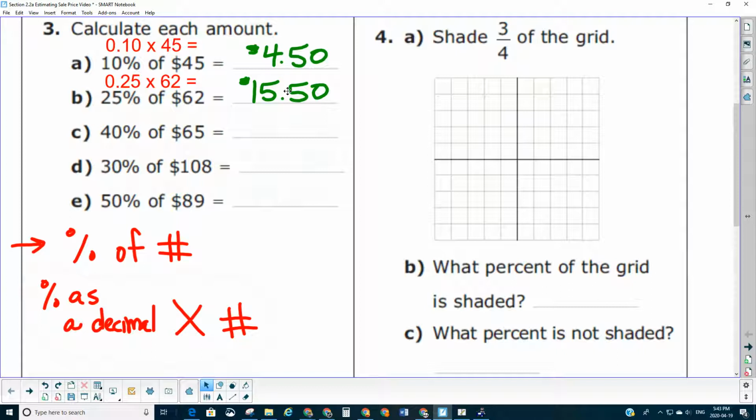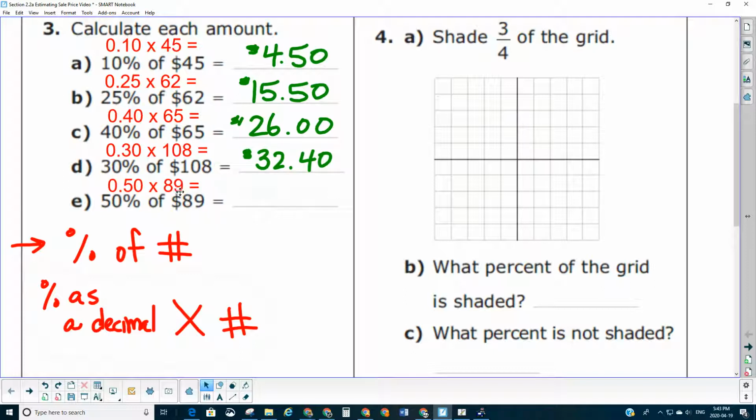I'm going to give you a second. You can pause the video and try the rest on your own. So remember, divide this by 100 to get the decimal, multiply by this number, and see what you get. Okay, hopefully you've tried some, so we're just going to quickly go through the answers. 40% is 0.4 times 65, works out to $26. 30% divided by 100, move 2 decimal places, is 0.3 times 108, is $32.40. And 50% is 0.5 times 89, is $44.50. So hopefully you got those last 3 correct.